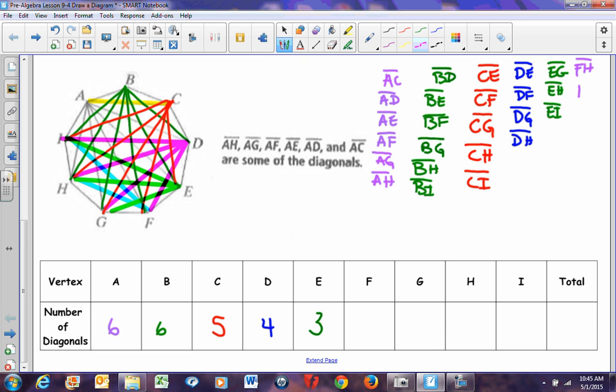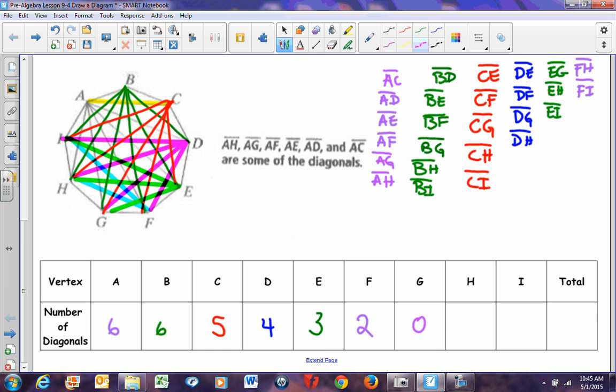H and F to I. So there's two of those. How many diagonals can I draw from G? I can't, because now I have them all. I've drawn all of the diagonals from all the other figures, so I've also drawn the ones from G, so there's none from G I can draw.